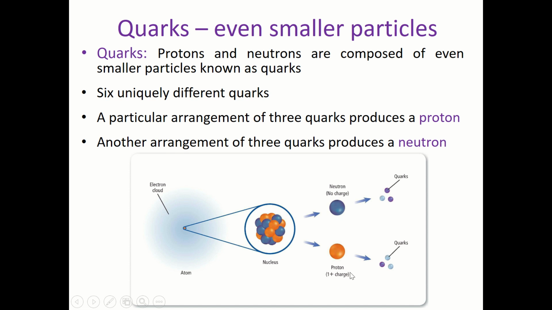Now, protons and neutrons are made up of smaller particles that we call quarks. Each proton and neutron is made up of three quarks, but electrons are not made up of quarks. So as you can see, protons and neutrons are composed of even smaller particles known as quarks. Now, we know 6 different quarks, okay? You can go to the internet now and find the names of those quarks.